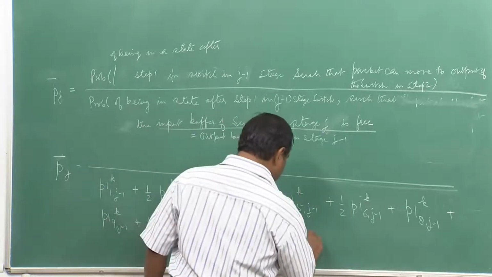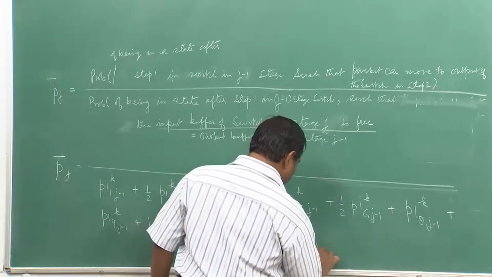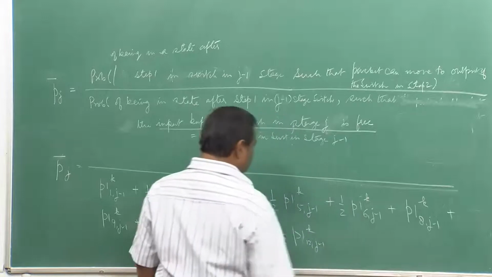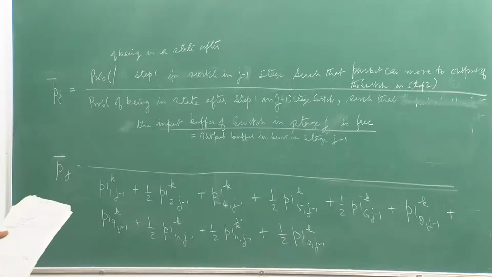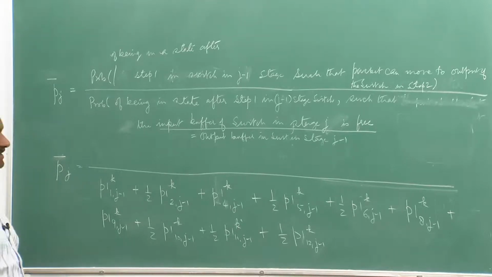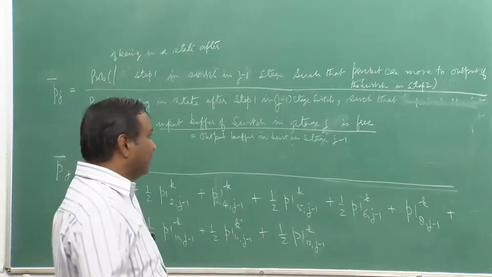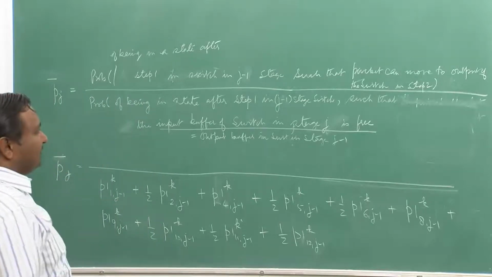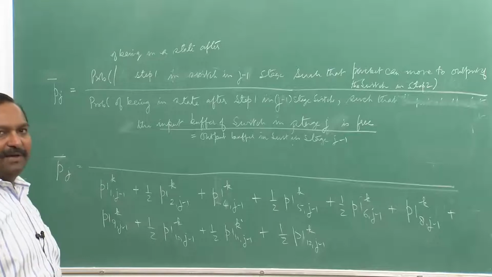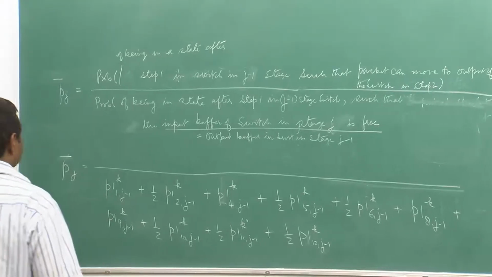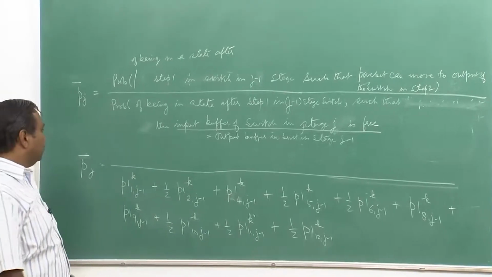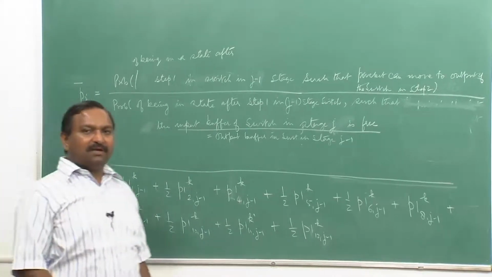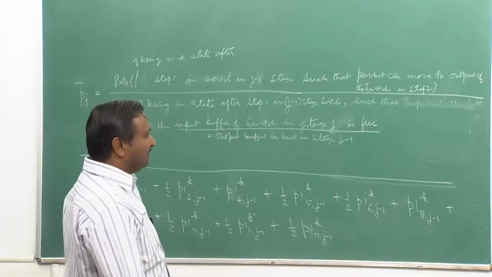Tenth, 11th and 12th. So, this completes my denominator. Then the numerator part is I have to look at all those states where a packet will actually be coming in. When you look at state 1, there is no packet which will be coming in the next step, so there is no arrival which is going to happen. So, this will not be listed in the top. Conditioned on the input buffer being free, I will not be having any arrival.